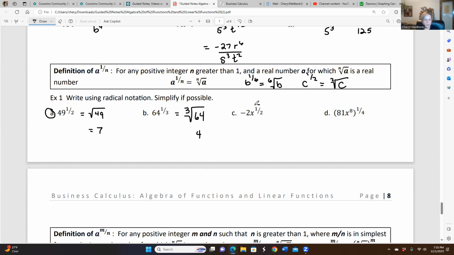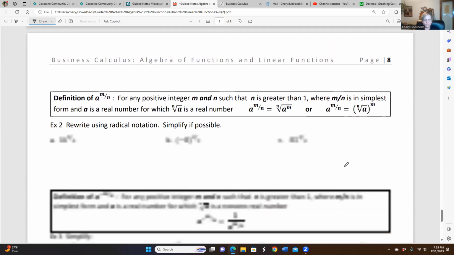Now this one is a bit of a trick. Here, the only thing being taken to the 1/2 is this x. The 2 is a coefficient. So we'll have a -2 x to the 1/2, which would be the square root of x. And here, the whole thing's being taken to the 4th power. So this is the 4th root of 81x to the 8th. The 4th root of 81 is 3, because if you take 3 to the 4th power, you get 81. And the 4th root of x to the 8th, if you take 8 and divide it by 4, you're going to get x squared. All right.